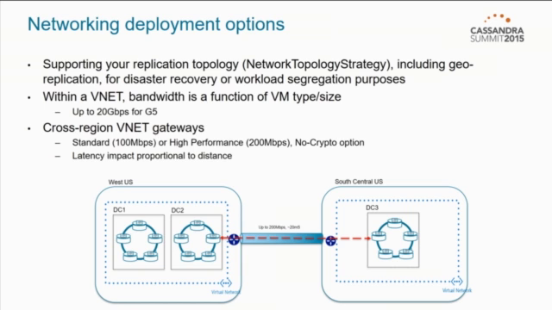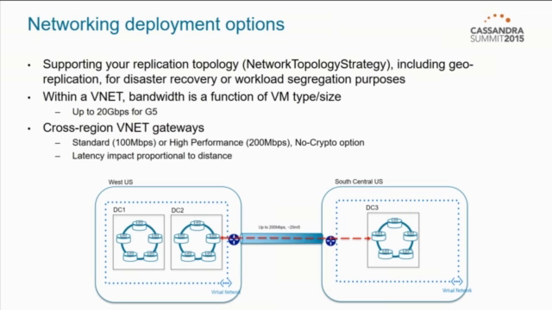In terms of networking deployment options, depending on your network topology strategy, your replication factor, and so on and so forth, we do offer, as a basic concept, this idea of VNet. This is, of course, a private network environment where your nodes can communicate with each other with low latency and high bandwidth. Actually, we don't throttle nodes that are talking to each other within the same VNet, and the only limit is the bandwidth available to a single VM. We can go up to 20 gigabit per second for the largest VM that we have, the G5 or GS5 in terms of VM size.